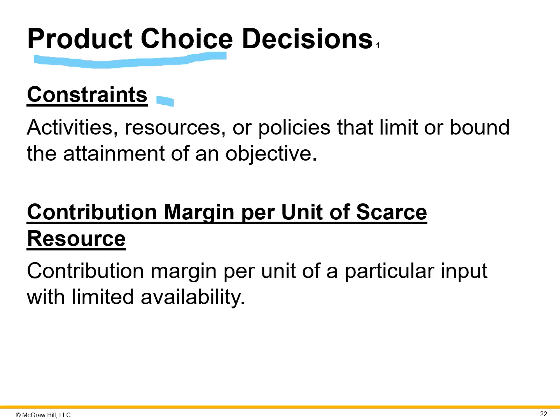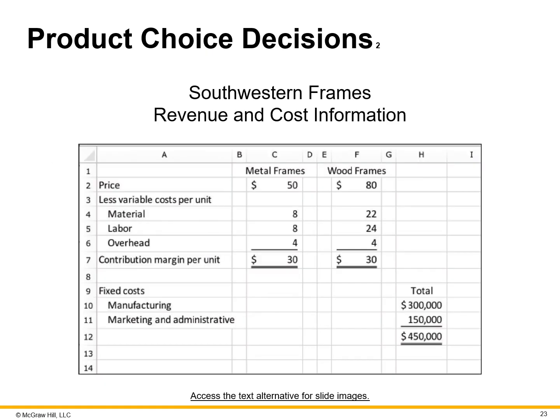In this example, we have a company that sells metal frames and wood frames. The metal frames are $50 and the wood frames are $80. So wood frames are more expensive, but also their costs are more expensive, and they're proportionately more expensive than the metal frames. So despite the higher price of the wood frames, the contribution margin for the wood frames is exactly the same as the contribution margin of the metal frames. So at first glance, it looks like it doesn't matter if you sell a metal frame or a wood frame, you're equally happy selling either one.